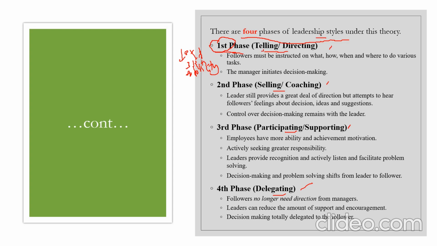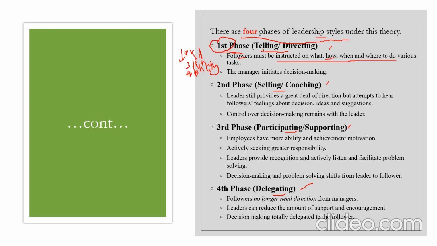So how to apply telling and directing style? The followers must be instructed on what, how, when, and where to do the various tasks. Followers means the employees. So when employees are at the first phase, they must be instructed to do what kind of job, to do the job. Employees ni mestilah diarahkan untuk membuat kerja. How to do the job? Macam mana nak buat kerja?